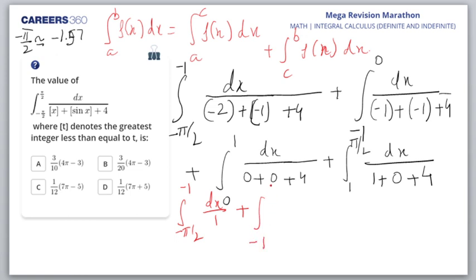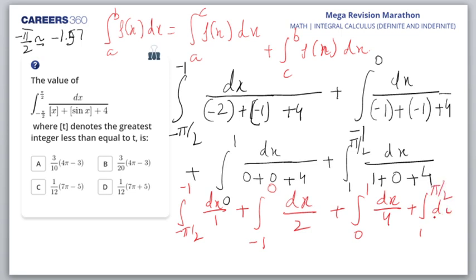Then minus 1 to 0, you get dx upon 2. Then 0 to 1, you get dx upon 4. That's the third integral. And the last integral is 1 to pi by 2, that is dx upon 5. So if I integrate it straight away, because everywhere the integration gives x and the constant term would be outside, I get minus 1 plus pi by 2. Okay, this will be the first integral.